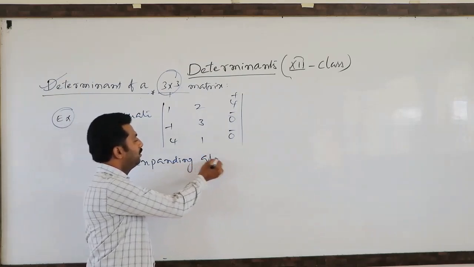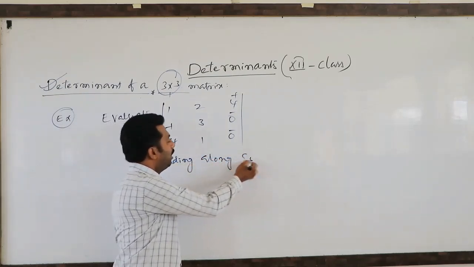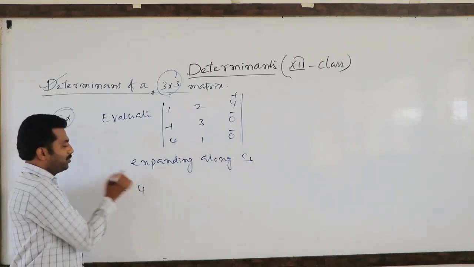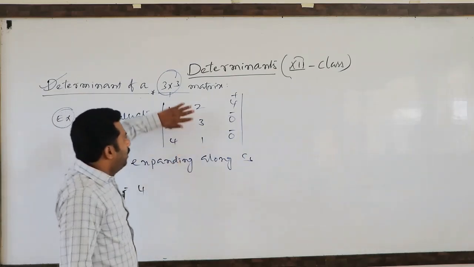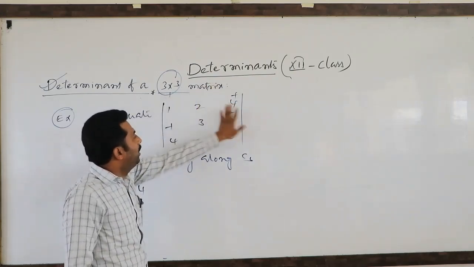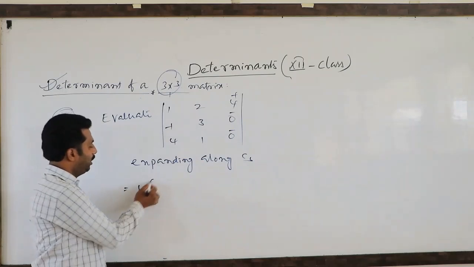Expanding the determinant along the third column. So you observe now, directly I will write the answer. For the 4, you have to select the corresponding row and corresponding column. What do we get here?